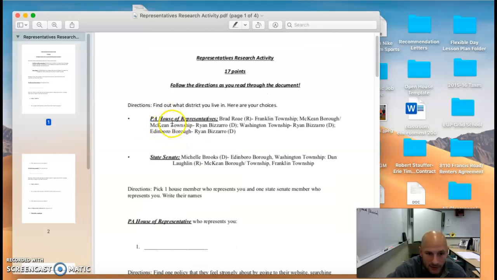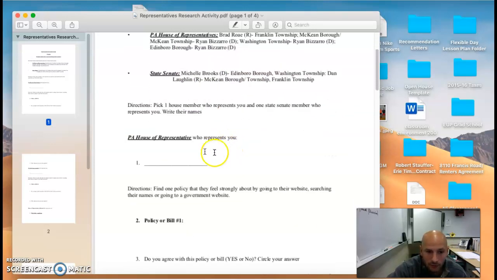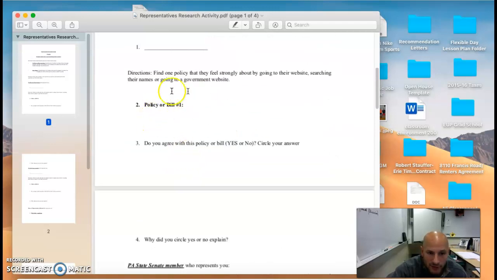You go up to the PA House Rep member, Brad Rowe or Ryan Bizzaro. You put their name here. You research one of their policies. So you can literally type their name in, go to their governmental website, and if you go to the scroll thing, it will literally say views or legislation that they've passed in the past or things they believe in, and you can read all about them.